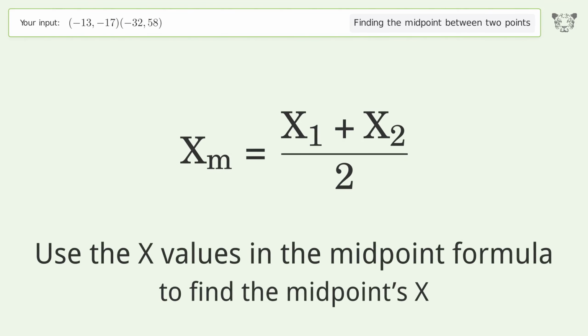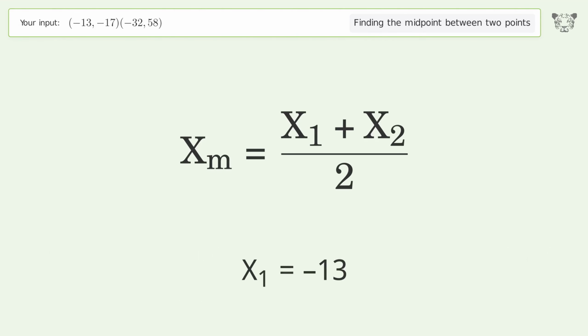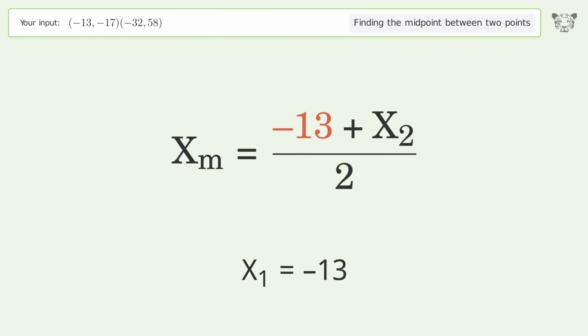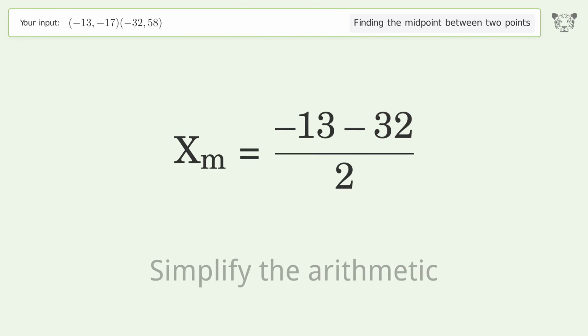Use the x values in the midpoint formula to find the midpoint's x. x1 equals negative 13. x2 equals negative 32. Simplify the arithmetic.